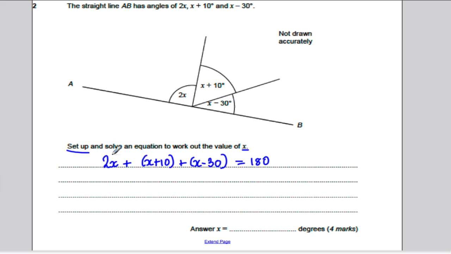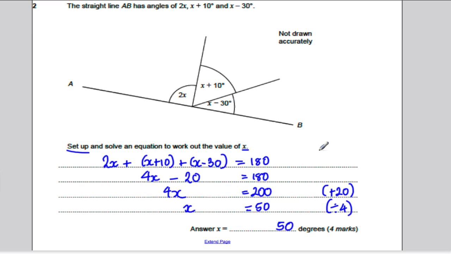Now all I have to do is collect like terms. 2x + x + x gives me a total of 4x, and 10 + -30 is the same as 10 - 30, which is -20, and I get 180 for that. Now I have to solve for x, so add 20 to both sides of the equation. 4x must equal 200, and then divide both sides of the equation by 4 to get what 1x is, and you would get x is equal to 50 degrees. So 50 degrees is our answer to this one.